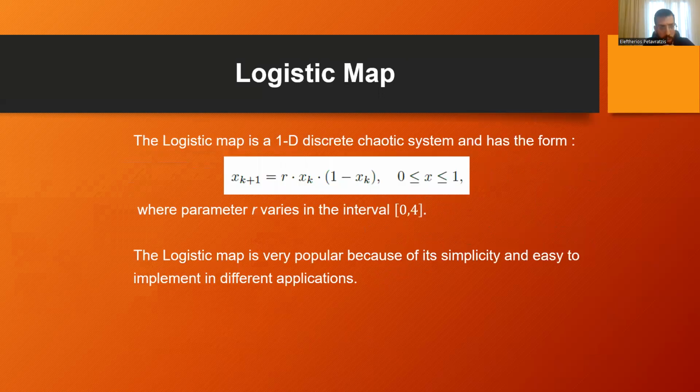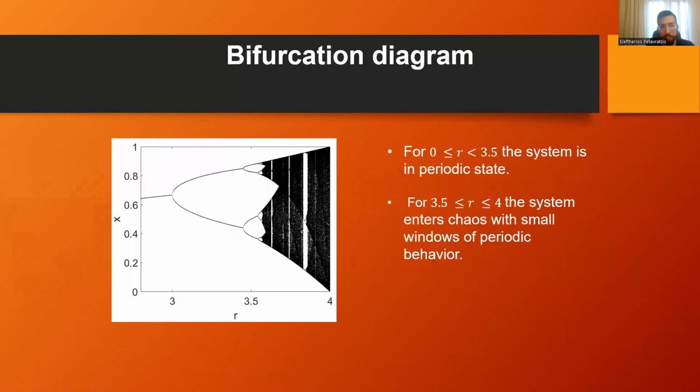For the first stage of our work, we decided that we're going to use the logistic map, which is a one-dimensional discrete chaotic system, and it has a very simple form, as you can see. Also, it is very popular because it is very simple and easy to implement into different applications.